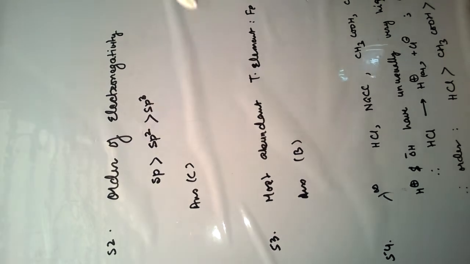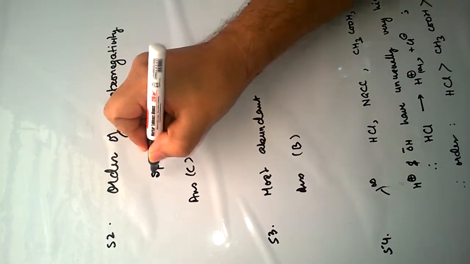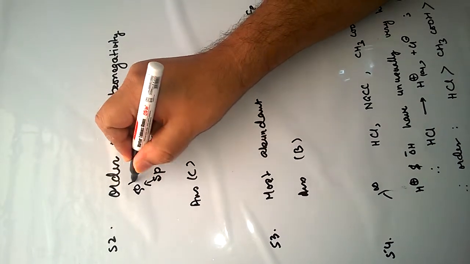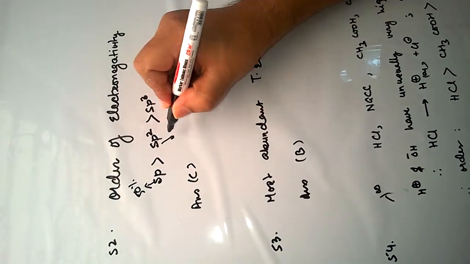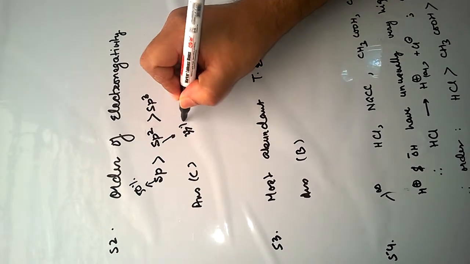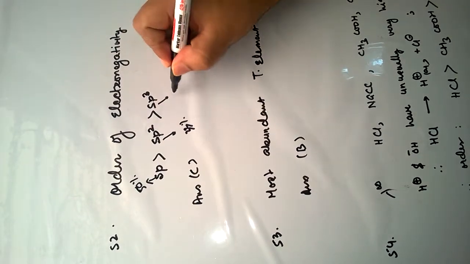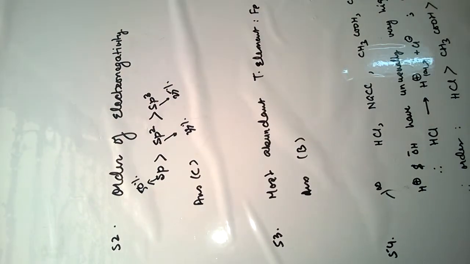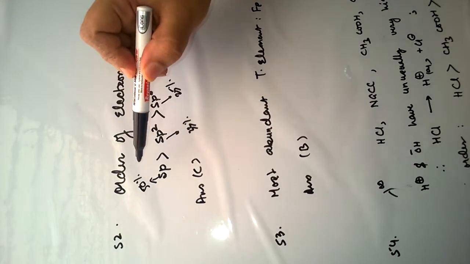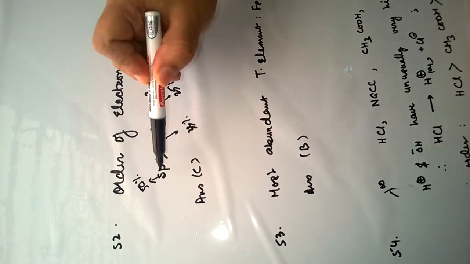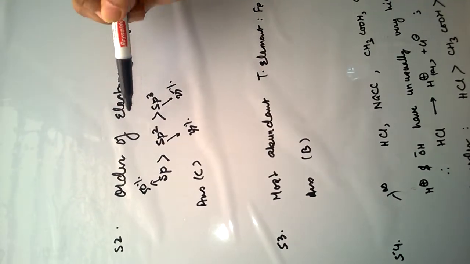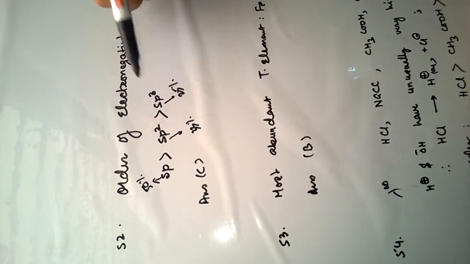Now in sp we have 50% s character. In sp2 we have almost 33% s character. In sp3 we have 25% s character. Now the maximum s character ensures maximum electronegativity. Therefore sp, sp2 and sp3 have this following order of their relative electronegativities.